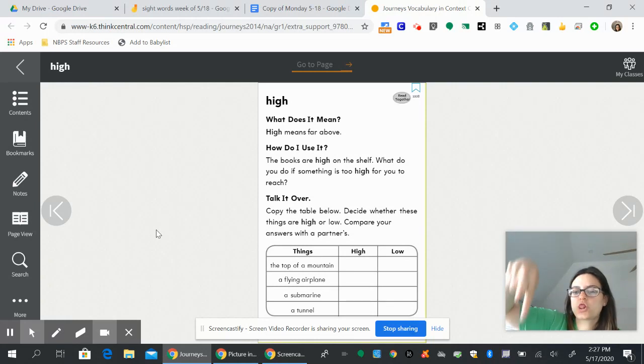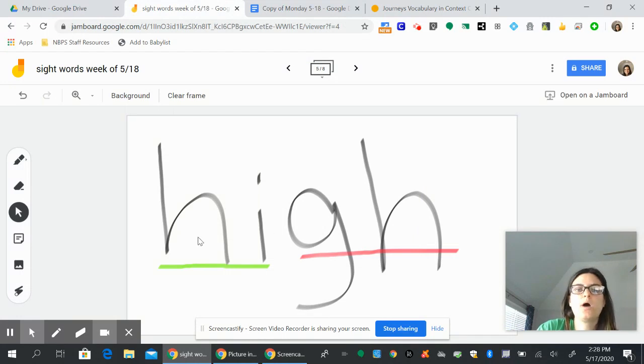That would be low because it's going deep down in the water. What about a tunnel? If you've ever been in a tunnel, like in the car, you go in through, it's actually going through water, but it's built under the ground. So if it's built under the ground, is that high or low? Yes, it is low. So high, remember that GH.